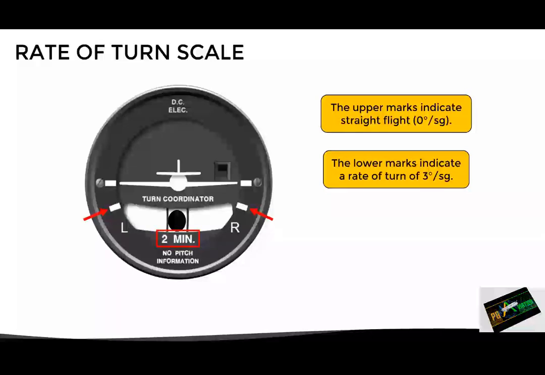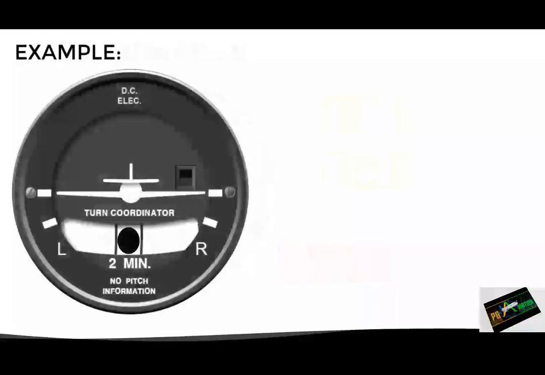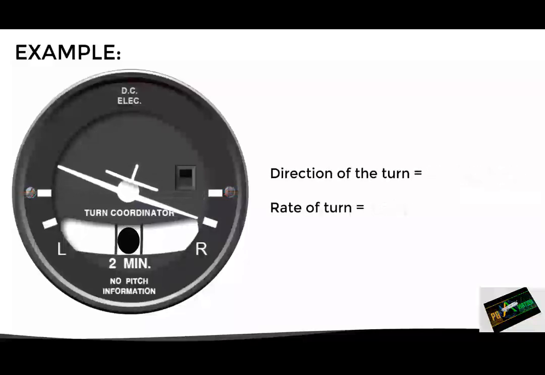Now, an important thing to keep in mind with this instrument is that although it has a miniature aircraft, it does not provide pitch information, as stated on the instrument dial. Let's now see some examples of the operation of the turn coordinator. Here we can see that the wings of the miniature aircraft are leveled, pointing to the upper marks, therefore indicating straight flight. If the miniature aircraft now moves this way, we can see that it is inclined to the right in such a way that the wing points to the lower mark. This indicates that the aircraft is turning to the right at a rate of 3 degrees per second.